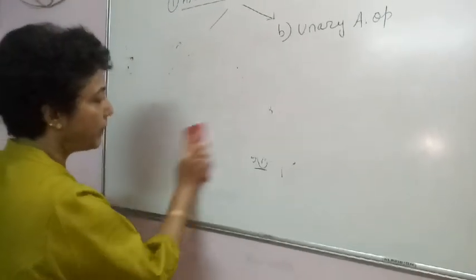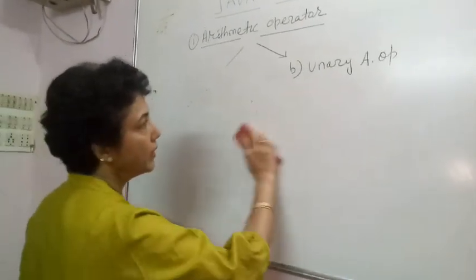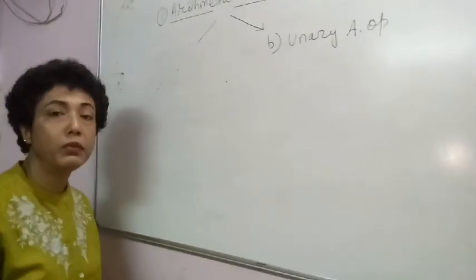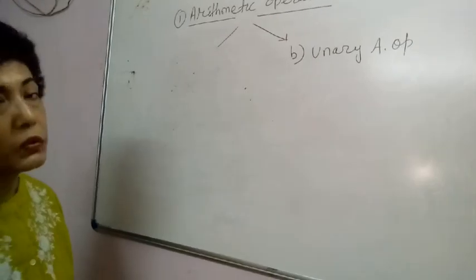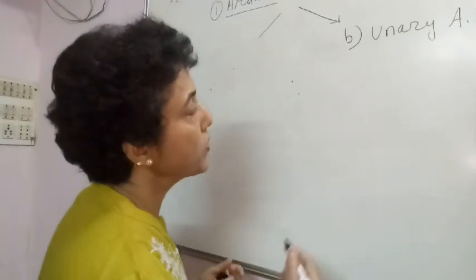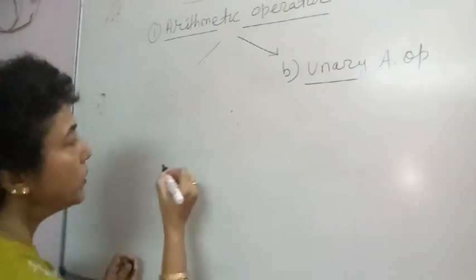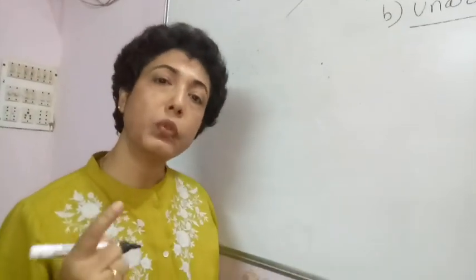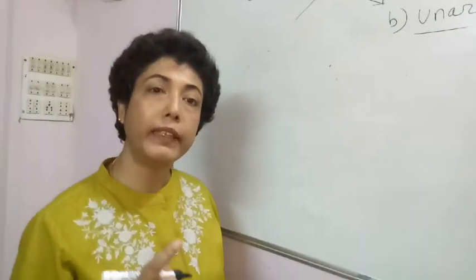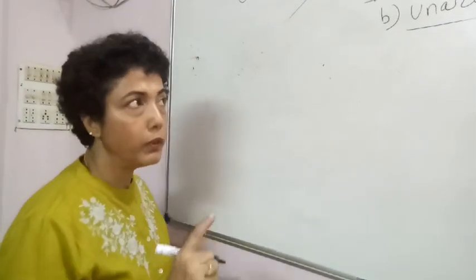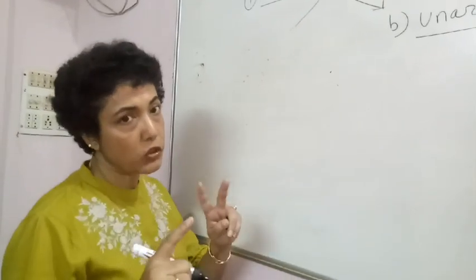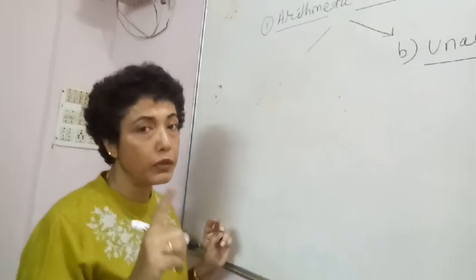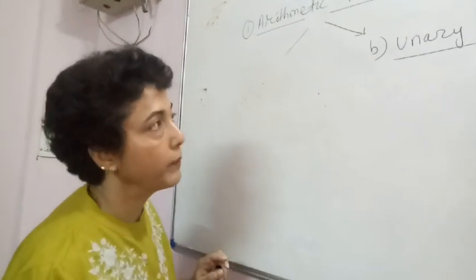Now after this binary arithmetic operator, let us talk about unary arithmetic operator. Now this is something new which you have not done earlier. So I want all your attention because you have to understand this. So unary arithmetic operators are those arithmetic operators that use one operand, right? Unary means 1, binary means 2.